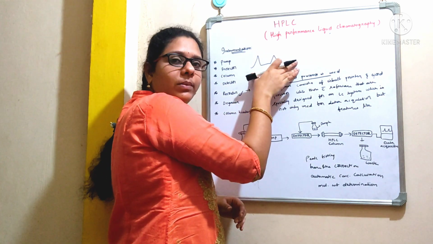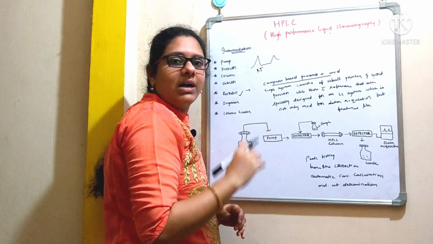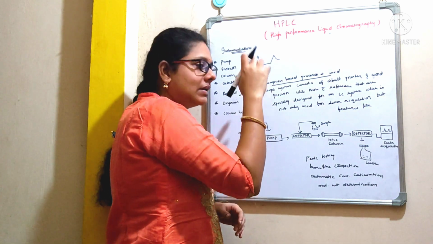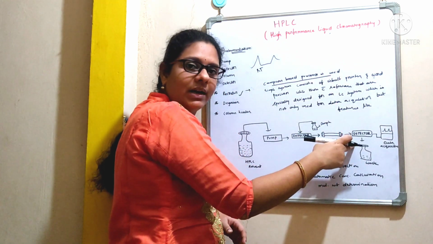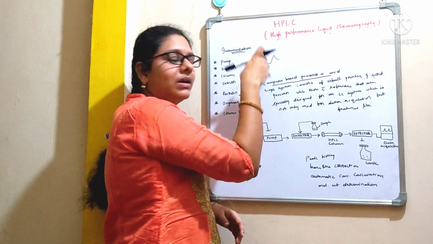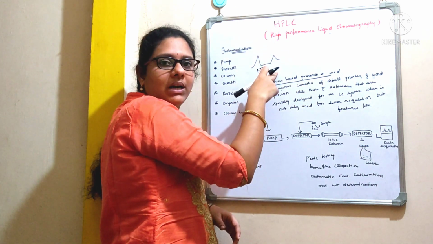When you observe the chromatogram here, you will also get the RT value. RT stands for retention time. That means when a compound comes out of the column and is detected, we get the retention time. Retention time is nothing but the time taken for the identification of that particular compound.